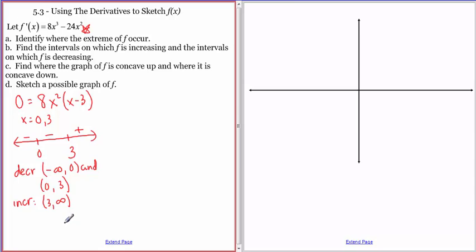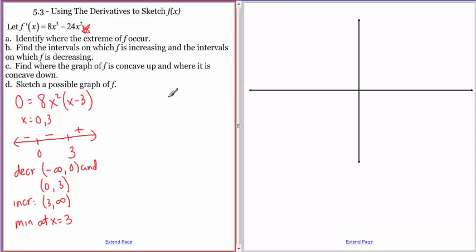Okay, where our local extrema are. At 0, there's no local extrema because our derivative doesn't change signs, but since we change from negative to positive, we have a minimum at x equals 3.